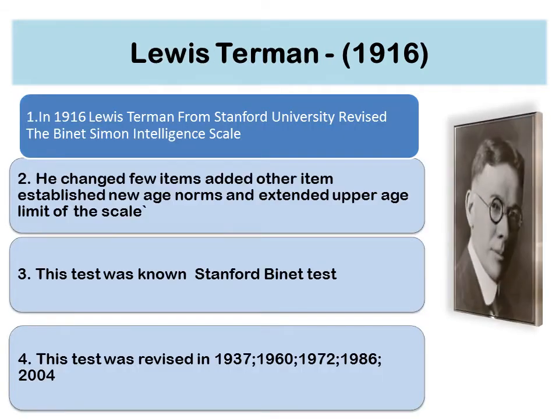Lewis Terman. 1. In 1916, Lewis Terman from Stanford University revised the Binet-Simon intelligence scale. Second, he changed a few items, added other items, established new age norms, and extended the upper age limit of the scale. Third, this test was known as the Stanford-Binet test. Fourth, this test was revised in 1937, 1960, 1972, 1986, and 2004.